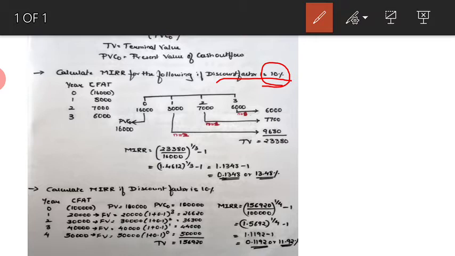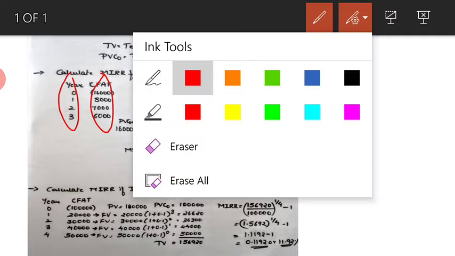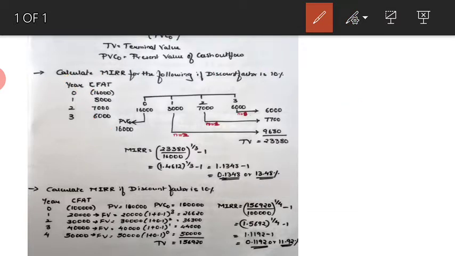So calculate MIRR for the following if the discount factor is 10%. Year 0, 16,000; year 1, 8,000; year 2, 7,000; year 3, 6,000. So years are given and cash flows after tax are given to us. Now how do you go about this particular problem? First, we need the present value of cash outflows. Now what is an outflow here? 16,000 is an outflow, so we need to find the present value of this outflow.